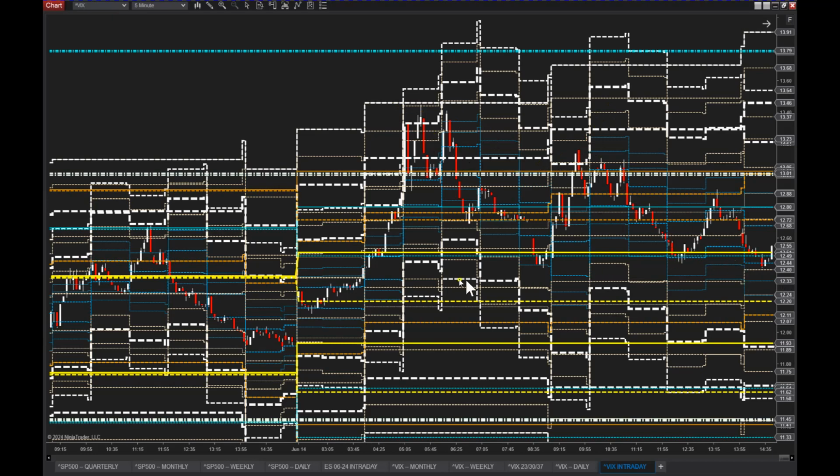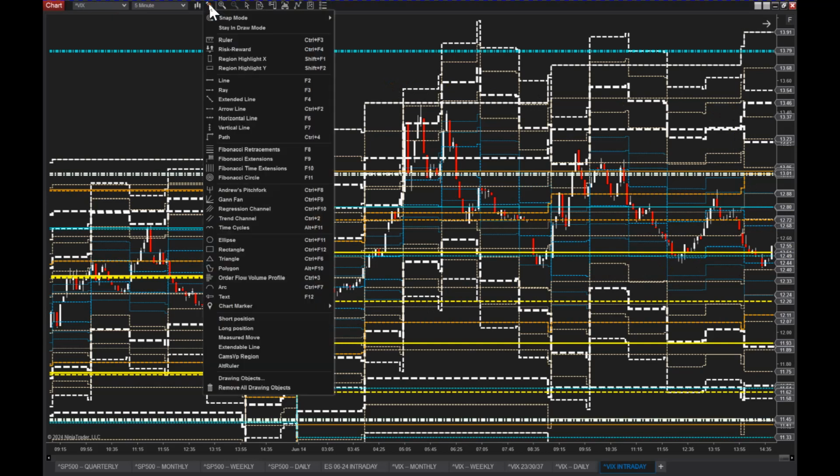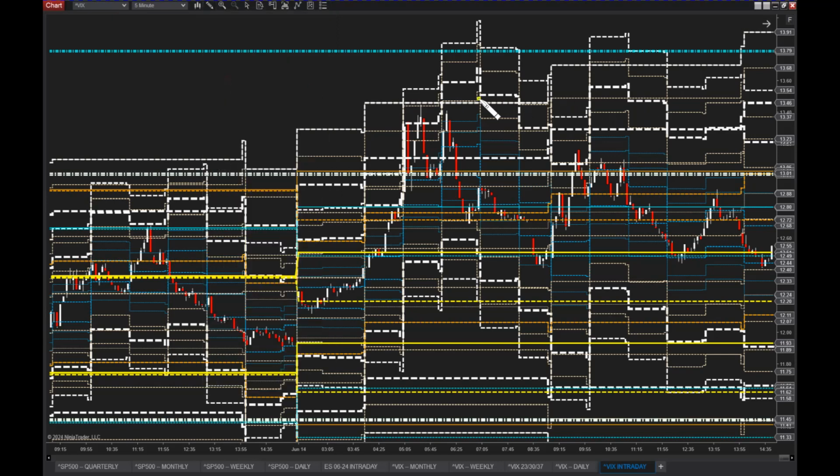So we have this nice wedge going. You like wedges, don't you? I do. And so when you break that wedge, that can be the start of a move. So if you don't know your patterns, the wedge is an excellent pattern to take a look at. I get right out here on these highs.